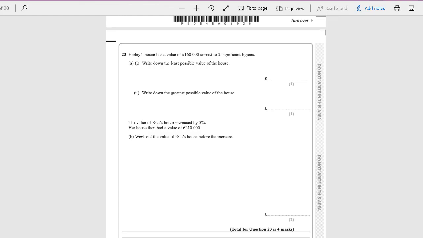And then the final question. So Harley's house has a value of 160,000, correct to 2 significant figures, being the 1 and the 6. Write down the least possible value of the house. So if we draw something like this, so I'm just going to put 160k because I don't want to keep writing out the zeros and for space. So 170k, 150k.